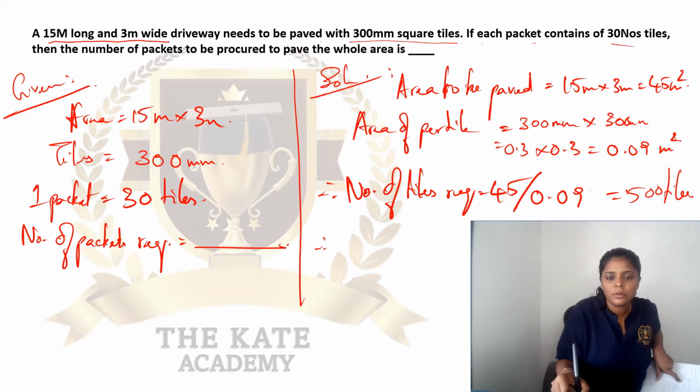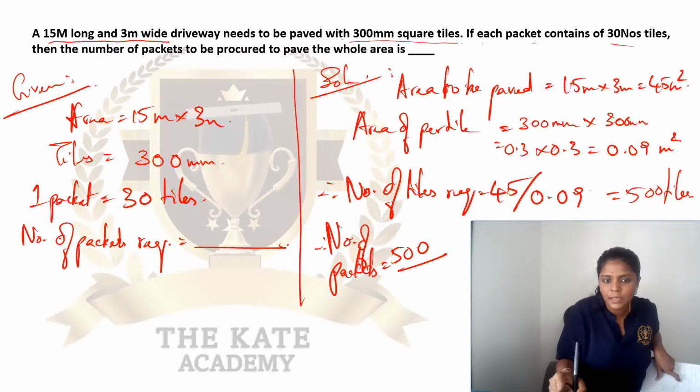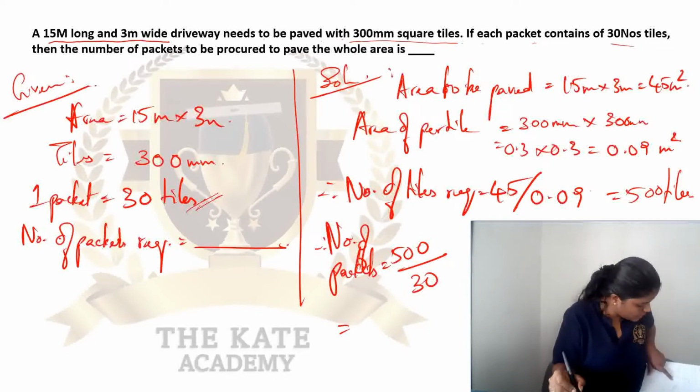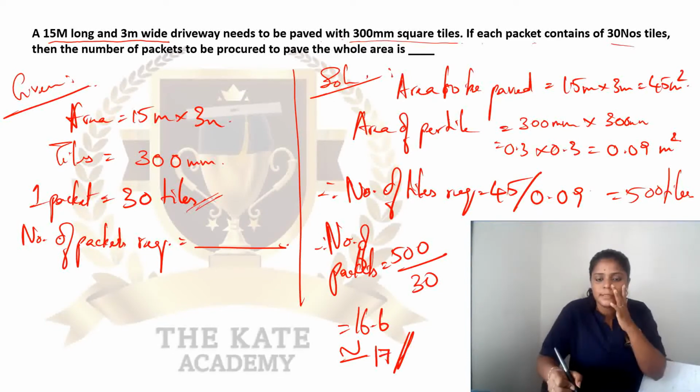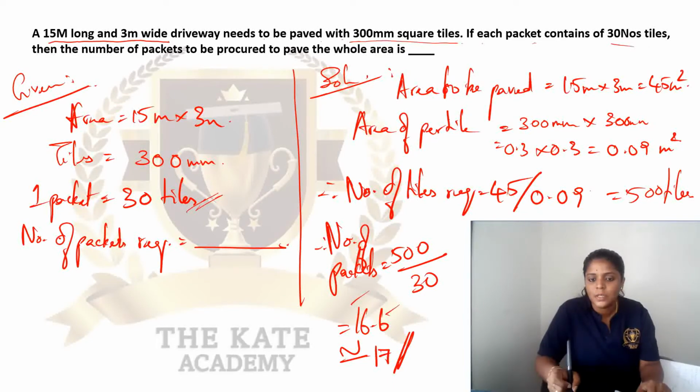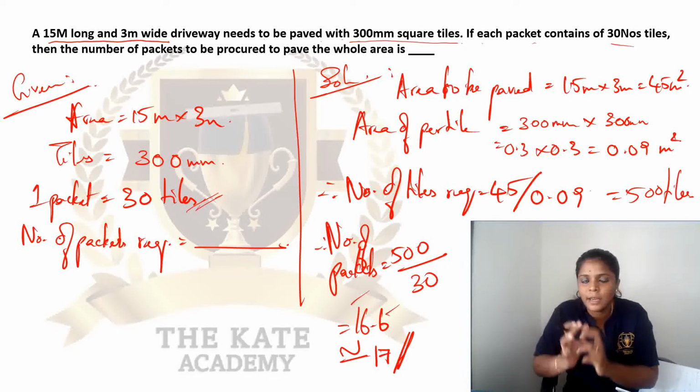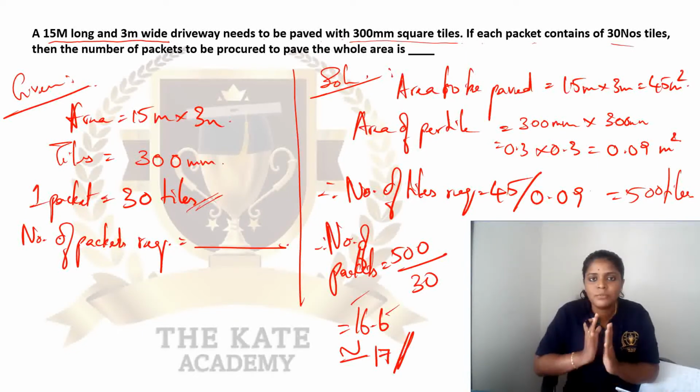So therefore, number of packets is equal to 500 divided by 30, because they have told 30 tiles in one packet. So 500 divided by 30 gives you 16.6. So let us consider 17 only. Your answer will definitely go wrong if you choose 16 or if you write 16.6. You have to choose 17. You cannot break a packet and take 16 and a half, right? So it is 17 full packets.